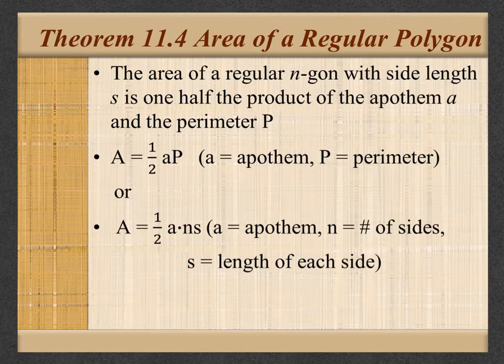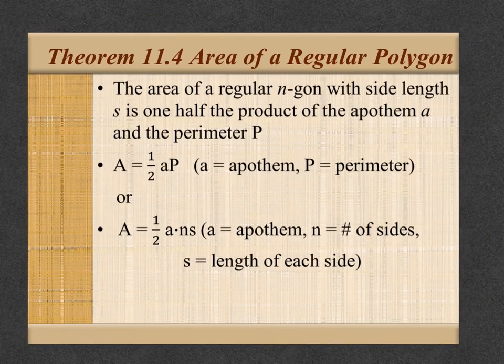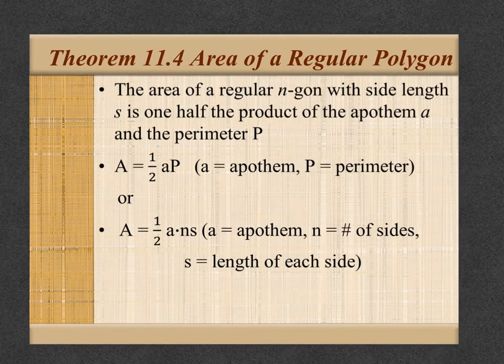Okay. All right, the area of a regular polygon with n number of sides, side length S: n is my number of sides, S is my side length, and the area is 1/2 the product of the apothem and the perimeter. A is apothem, P is perimeter. So you can use either of these equations because they are interchangeable.